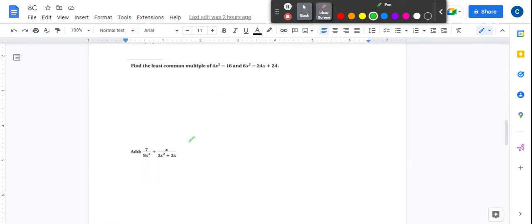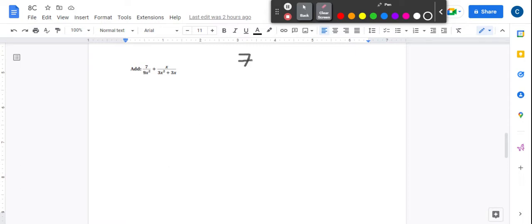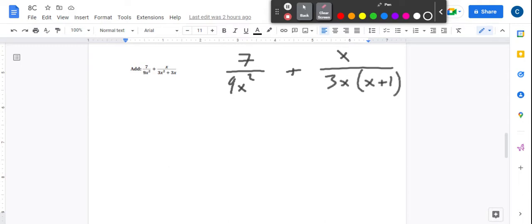All right. So we have 7 over 9x squared plus x over 3x squared plus 3x. Let's first rewrite this and factor the denominators. So we have 7 over 9x squared plus x over... if we factor this denominator, we have 3x squared plus 3x, which is really 3x times x plus 1.